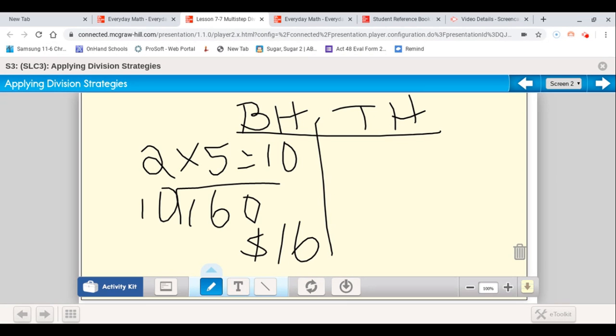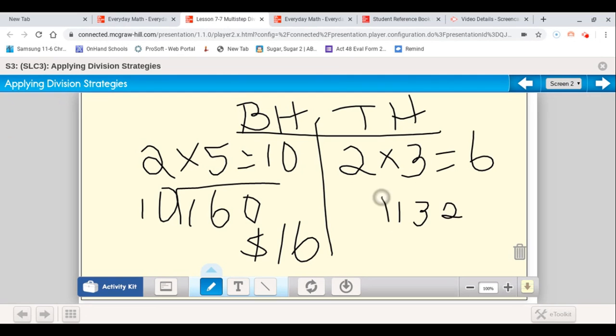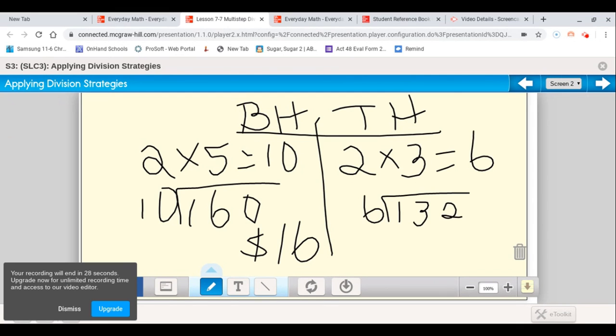Now for the top hats, she also had 2 orders of top hats. Each order had 3 in it, so that was 6 top hats altogether. It was a total of $132. So 132 divided by 6, I can get 0 groups of 6 out of 1, but I can get 2 groups of 6 out of 13. That equals 12. Bring down my 2. I can get 2 more groups. So this is $22. I can find the difference then, 22 minus 16. The top hats cost $6 more.